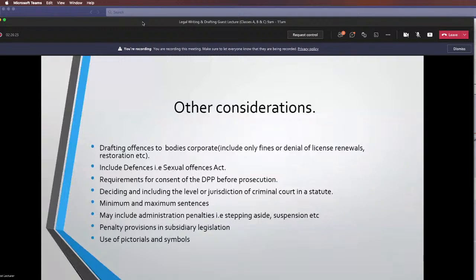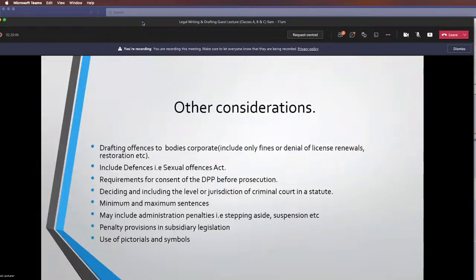So as you draft your legislation, look at the weight, and then you may want to give a defense, you may want to give the consent of the DPP. Again, in another slide down here, I'll give you an example of the Biosafety Act, which says no prosecution under the whole act may be commenced without the written consent of the Director of Public Prosecution.